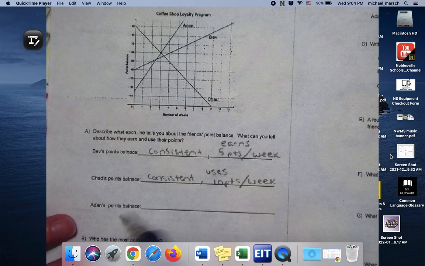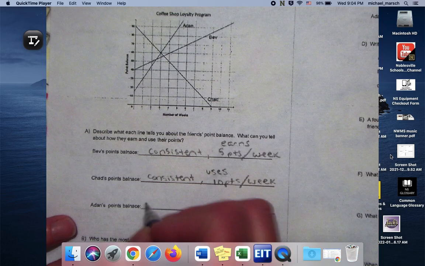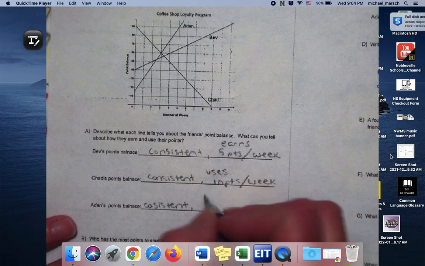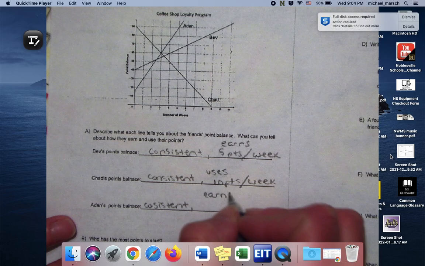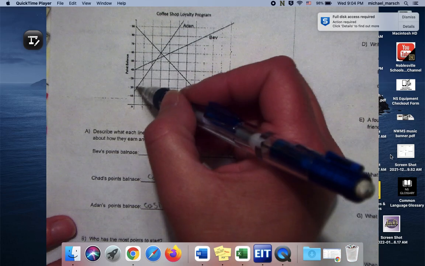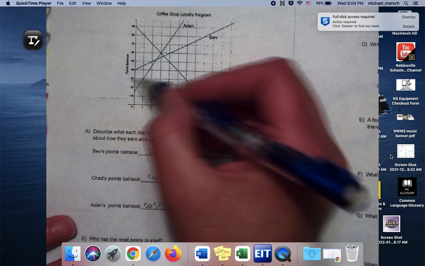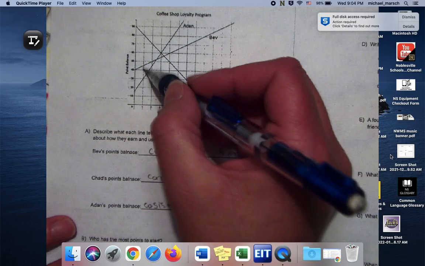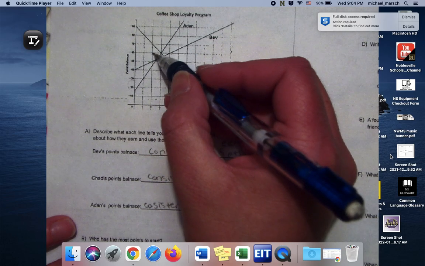And then Adan's point balance is also consistent. That's how we get those straight lines. And he earns, looks like he's earning 10 points a week. Oh no, I'm sorry, yeah. Oh, it's 15 points a week because it goes up 15 and over 1. Up 15 over 1. Yep.